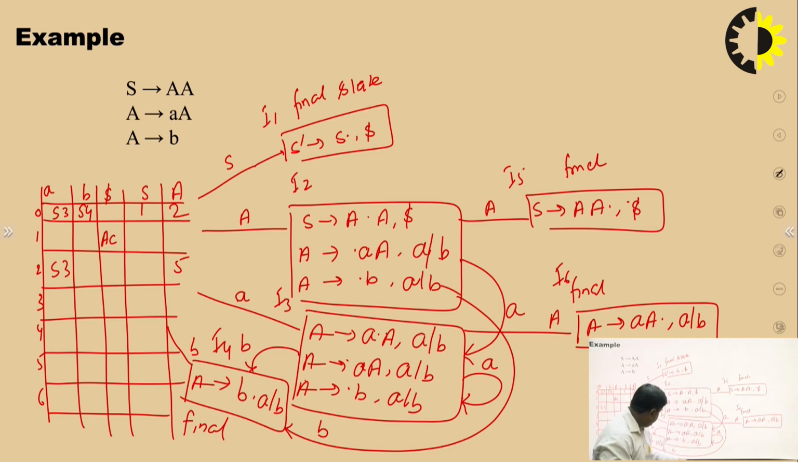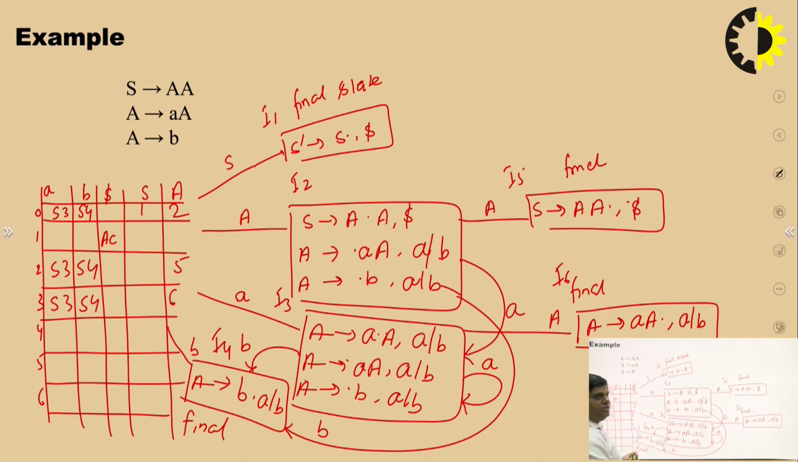Yes, 2B is S4, and 2A is S5. Now this state has been completed. Now we move from state 3: on A, that is S3, and on B, again S4, and on A, that is S6.